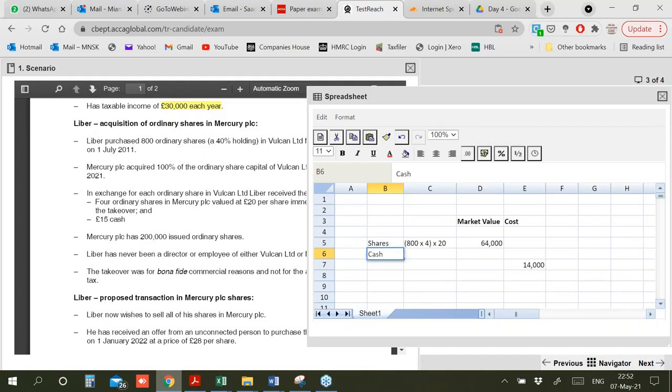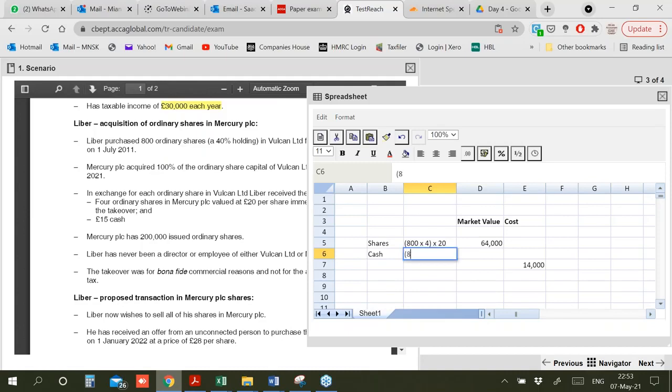Now let's talk about cash. Obviously, there is no market value of cash. Whatever the cash I have received, I'll write it straight away here. But I have to see how much cash I have received. For every one share, I have received £15 cash.